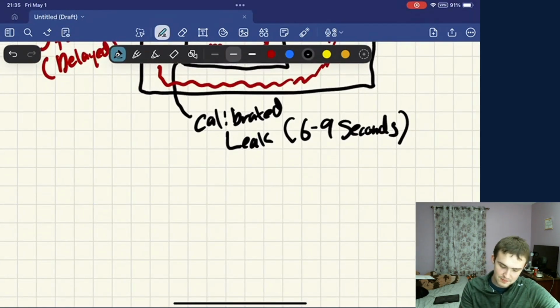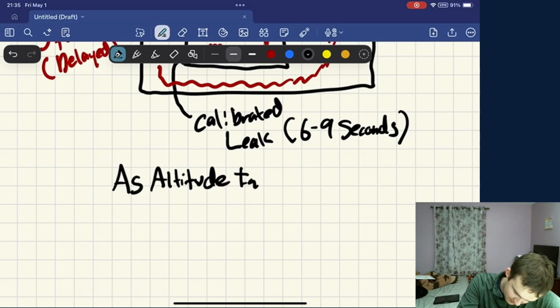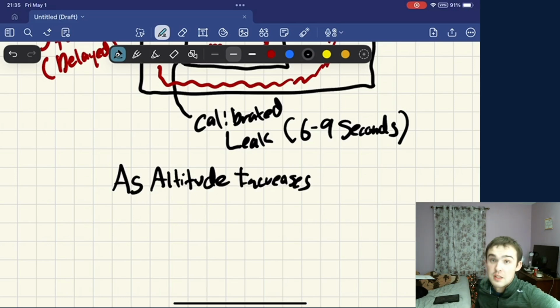And what we're going to do is, I'm just going to drop a little chart as altitude increases. Well, yeah, we'll drop. My cat just made the cutest noise ever. Sorry.